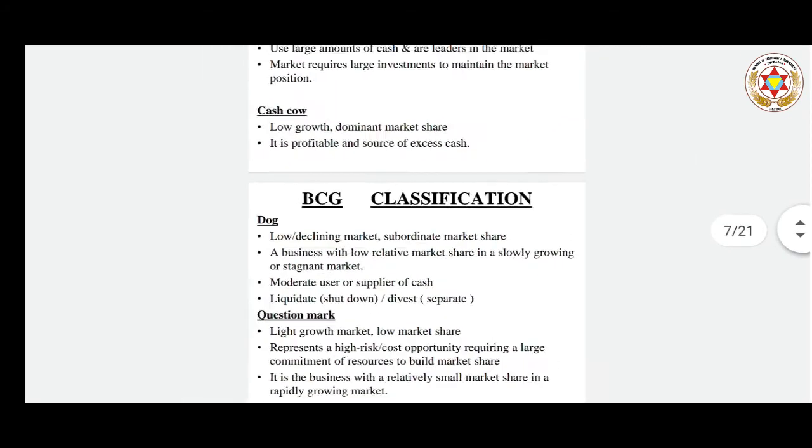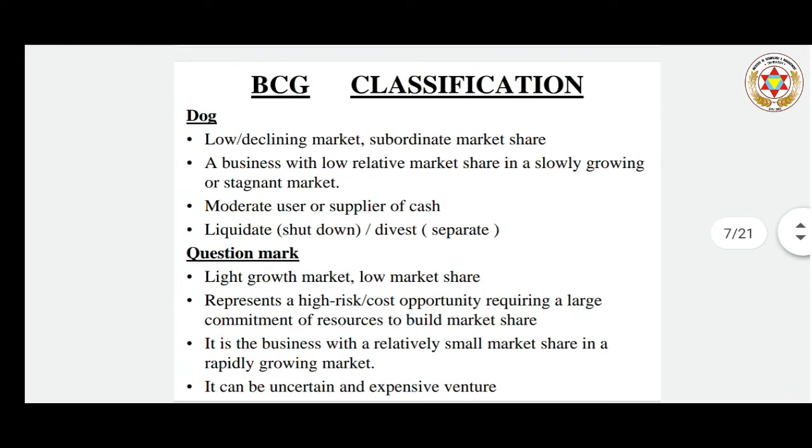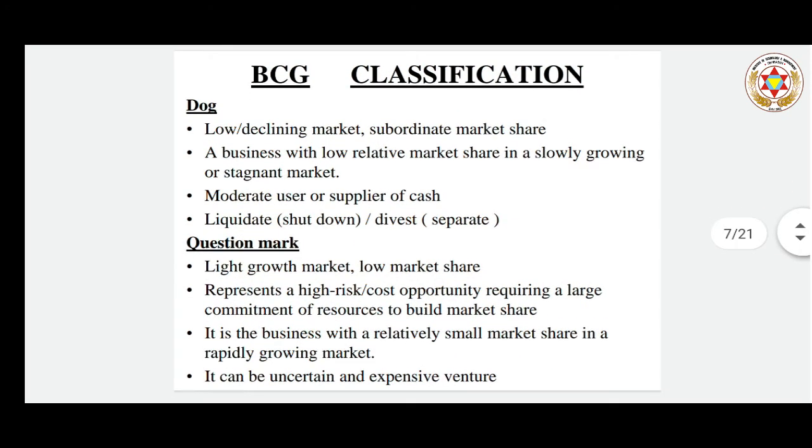The third one is the dogs, which have a low, declining market. They have a subordinate market share, a business with low relative market share in a slowly growing or stagnant market. So they are moderate users or suppliers of cash. It is a liquidate or divest situation.